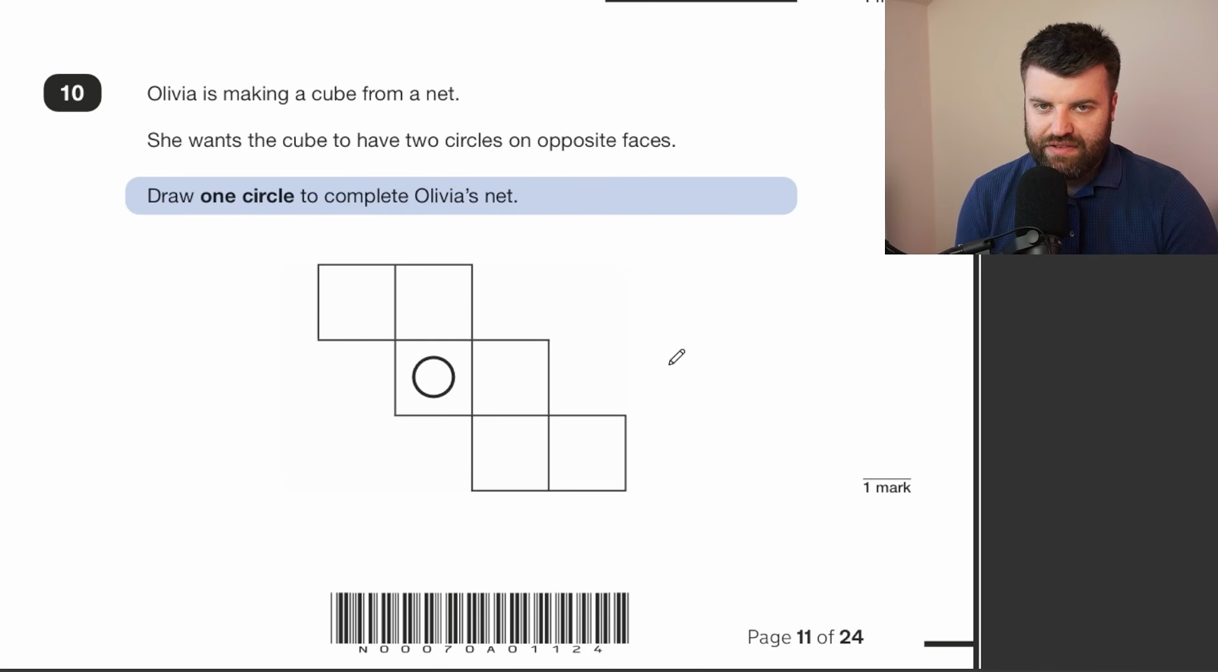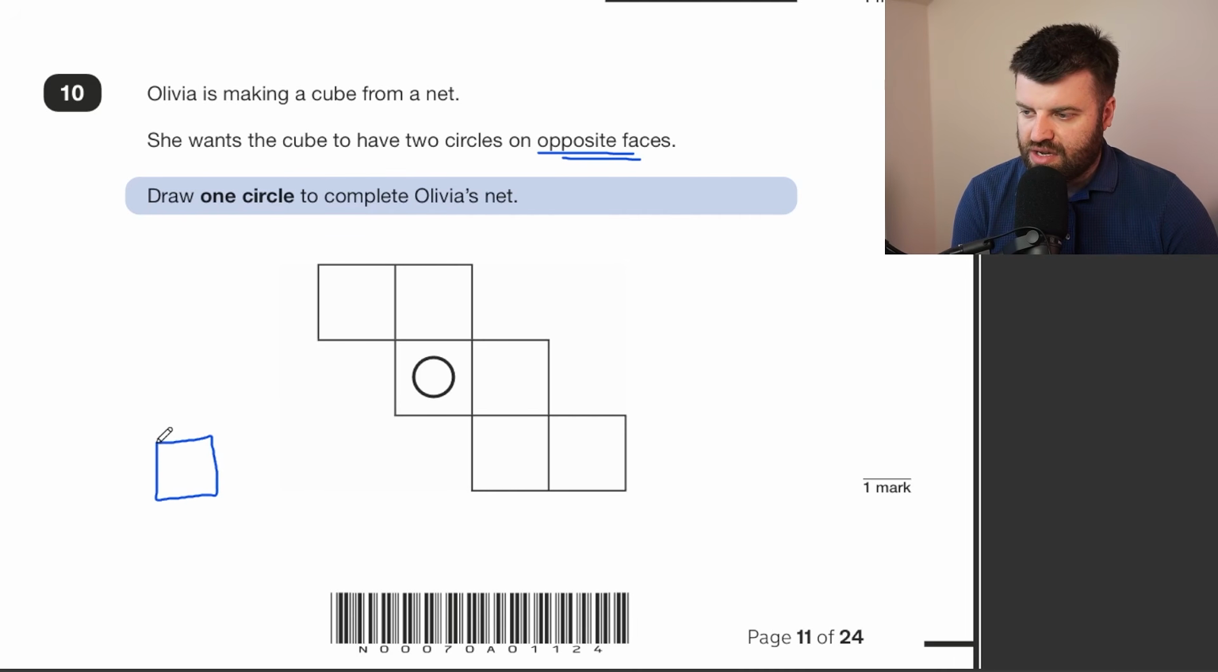This is an unbelievably interesting question. This is basically spatial awareness. Olivia is making a cube from a net. She wants the cube to have 2 circles on opposite faces. Draw 1 circle to complete Olivia's net. Now, straight away, if we're thinking, think of a dice. If you're stuck on this and you can't see it straight away, think of a dice, okay?